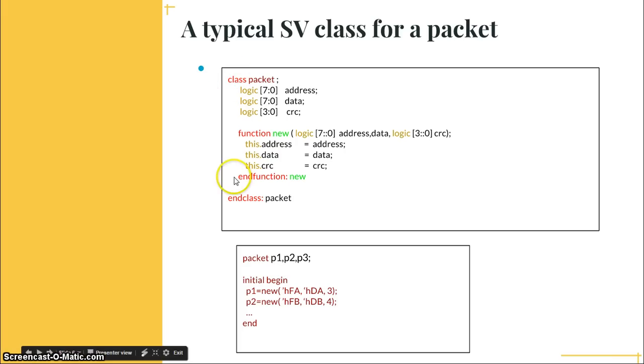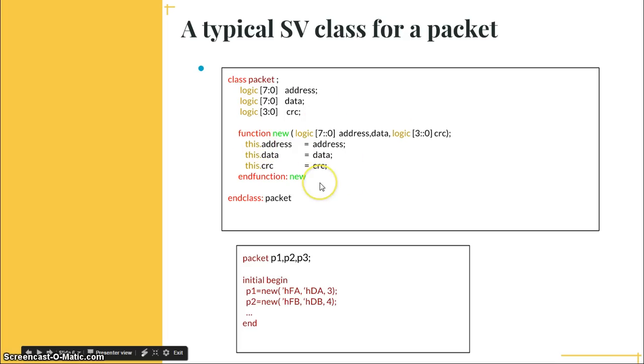Here class is a keyword, and endclass is another keyword, and the definition of the class is listed within these keywords class and endclass. The name of the class here is packet, and it has three data members: address, data, and CRC. Here is the constructor of this class, function new, and to the constructor all these values of the data members are passed directly using local variables, and the values that we are getting through the constructor are assigned to the original data members by using this operator, like this.address is equal to address, and so on.